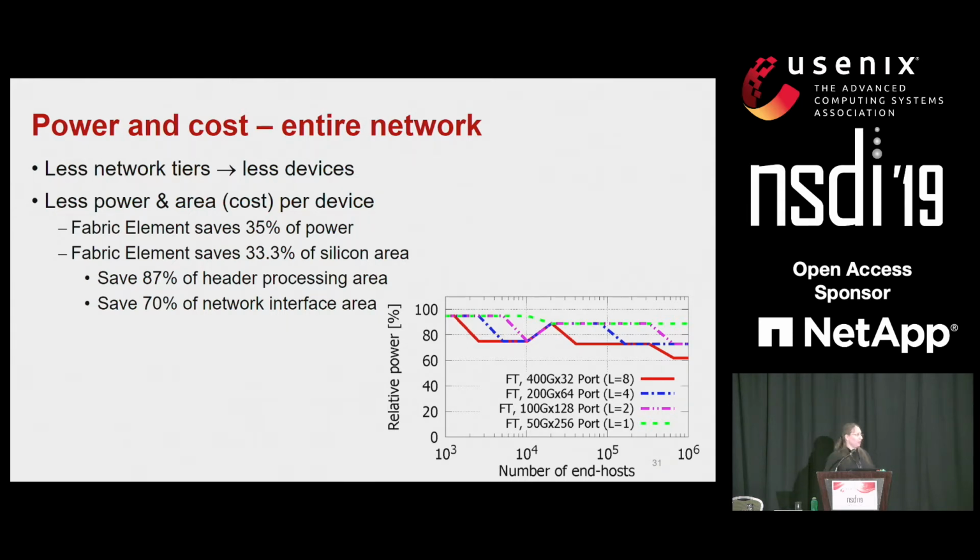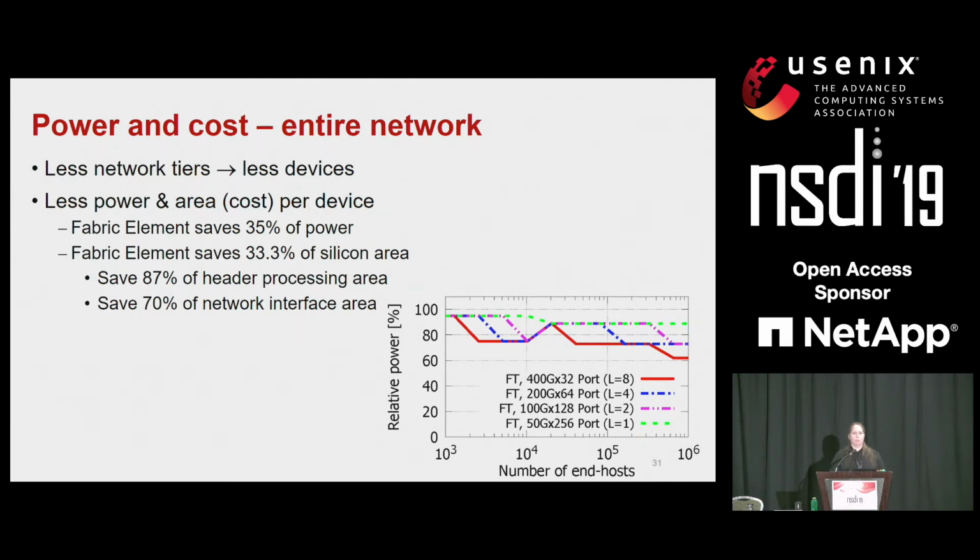More specifically, it saves 87% of the header processing area and 70% of the network interface area because it doesn't need to support all the different types of marks. This means that if you are building a full data center network, including the edge devices, you will be saving 25% of the power consumption of the network if you are looking, for example, at a 10K cluster.